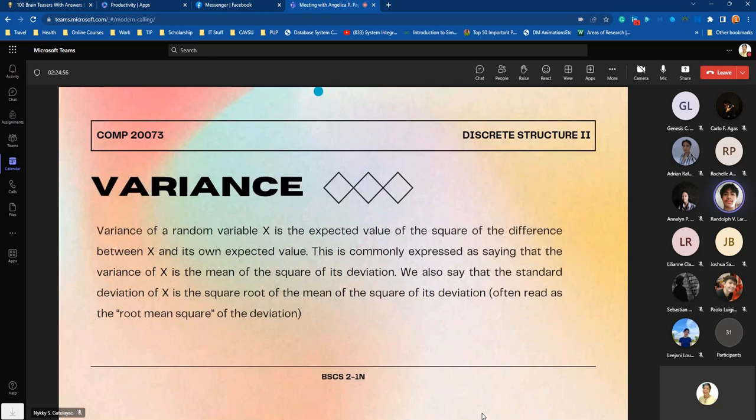So, variance of a random variable X is the expected value of the square of the difference between X and its own expected value. This is commonly expressed as saying that the variance of X is the mean of the square of its deviation. We also say that the standard deviation of X is the square root of the mean of the square of its deviation, often read as the root mean square of the deviation. Next.